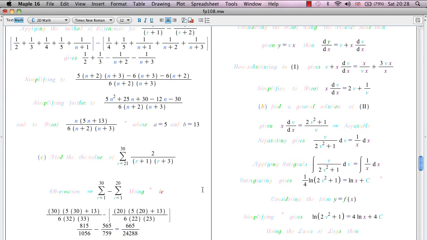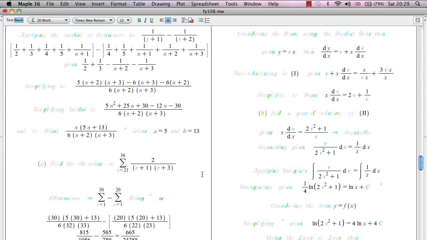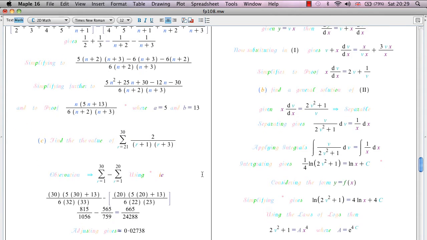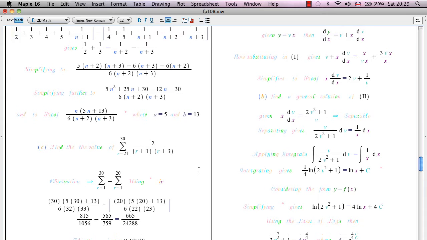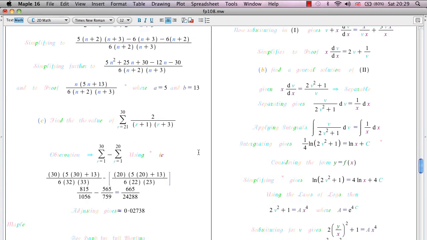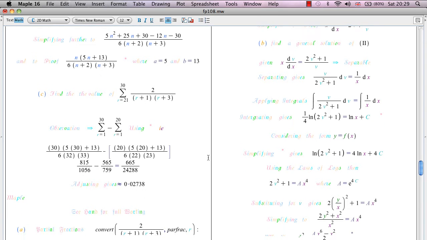So between 30 and 21 for C, using the proof from B for the expression, and considering 30 to 21 will be 30 minus 20, substituting n equals 30 and n equals 20 into the proof from B gives the exact value and the approximation.